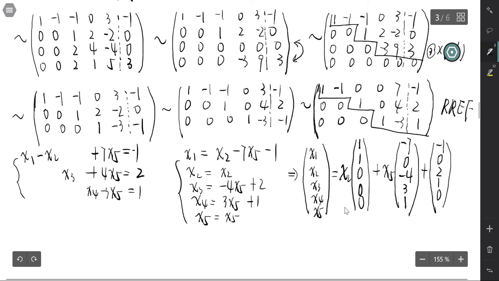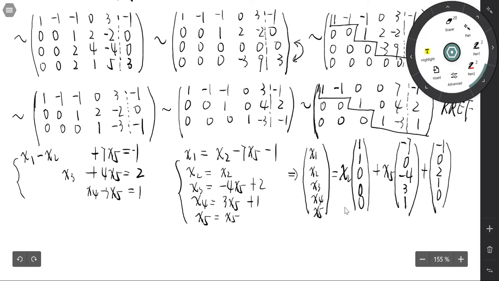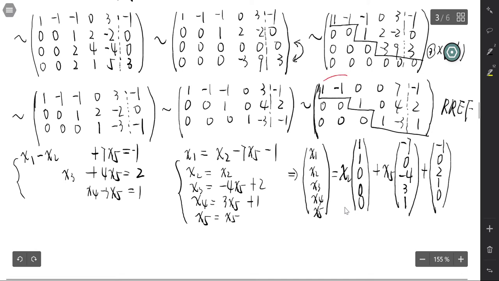Now let's look at the solution and the reduced row echelon form. Okay, the first row is corresponding to the first equation, and the basic variable for the first row is x1. Let's look at x2. In the first row, the coefficient of x2 is -1, corresponding to here is 1. And x5, there's 7, that's negative 7.